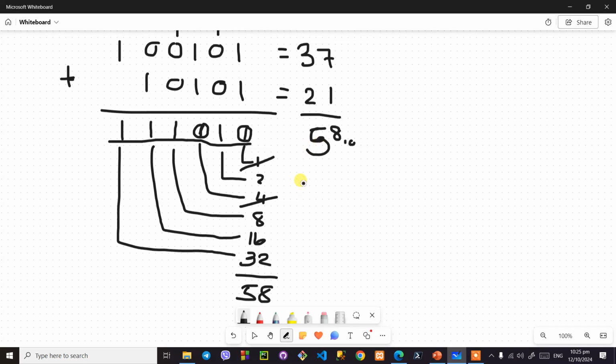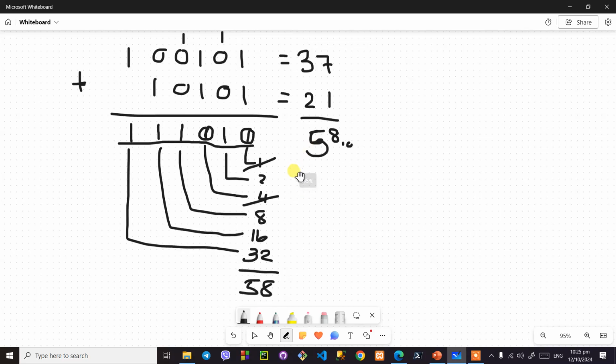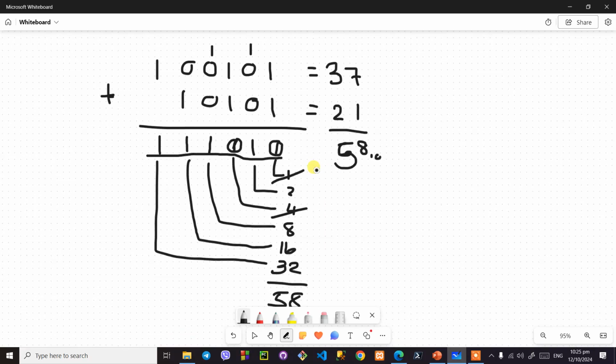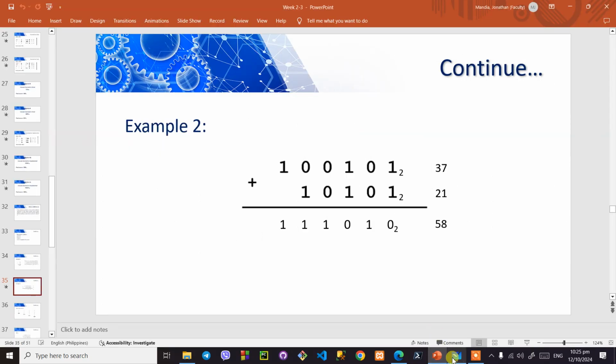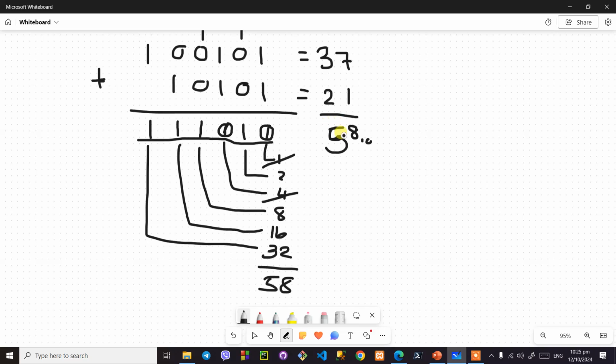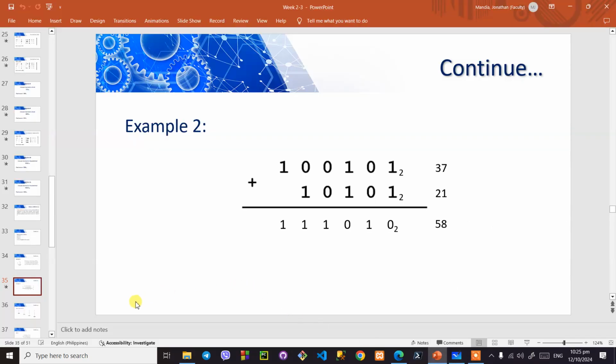So that is how you counter check your binary. Okay, so first you compute the addition. Okay, so I hope you understand it. My bad on the 68, it's 58 pala. Okay, correction.